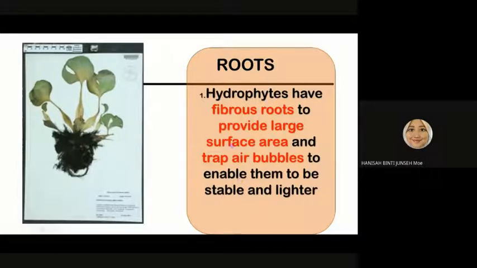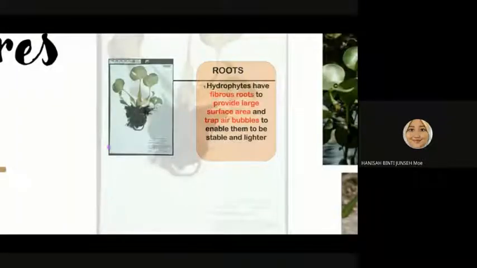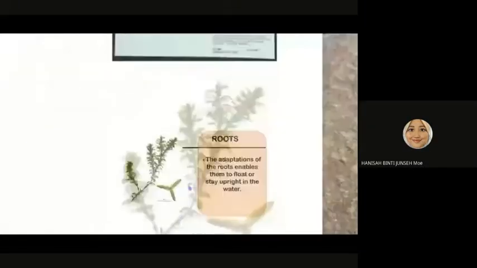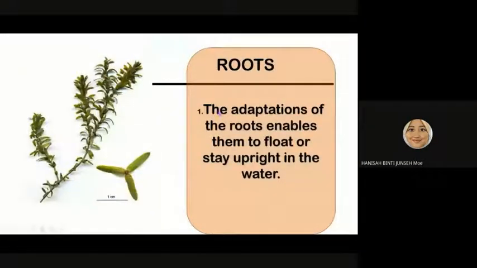Okay, hydrophytes yang ini maksudnya sebagai contoh inilah fibrous ni, dia macam, bahasa lebih tepat, dia berjaring-jaring macam tu. Okay, macam fibers. And then kenapa dia perlu fibers? Supaya dia boleh trap bubble dan dia boleh floating. Okay. And then the adaptations of the roots enable them to float and stay upright in the water.